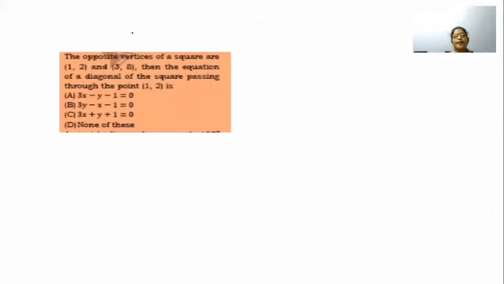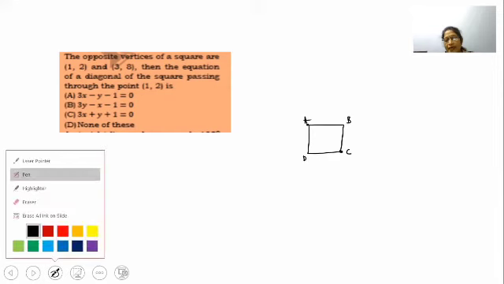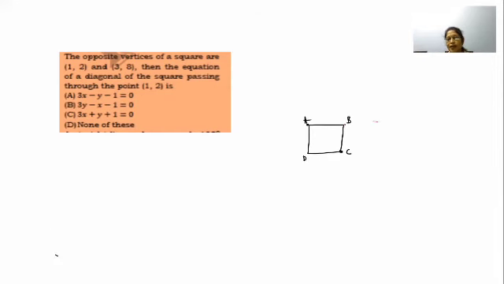Next one. The opposite vertices of a square are (1, 2) and (3, 8). Then the equation of the diagonal of the square passing through this point. Actually, the question is very simple. What do you mean by opposite vertices? You have a square. You have 4 vertices here, A, B, C, D. A and B are not opposite. They are adjacent. Nor AD. These are all one beside the other, adjacent. Which are the opposite vertices? A is opposite to C and B is opposite to D. I hope you got me.